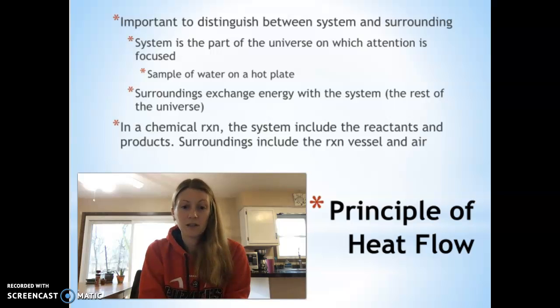But we're going to continue on talking about thermochemistry. We'll do nuclear chemistry coming up, and we're going to try and just end out our year as normal as possible. So, starting with thermochemistry, we want to be able to distinguish between systems and surroundings.